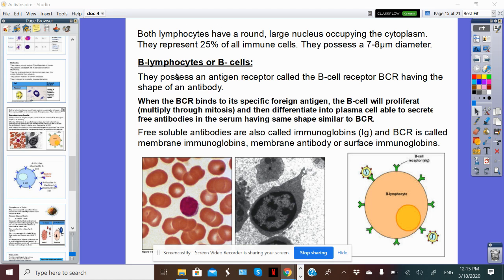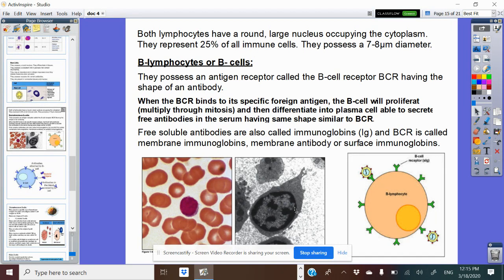So, B lymphocytes. All lymphocytes have a round shape with a round nucleus. And this nucleus is so large that it occupies most of the cytoplasm. They are small cells, 7 to 8 micrometers in diameter. And we can notice that all lymphocytes are small in size because they are not going to undergo phagocytosis.